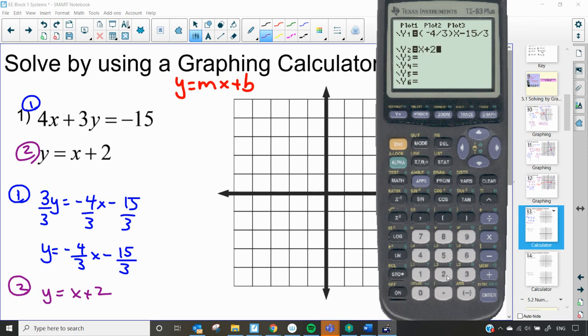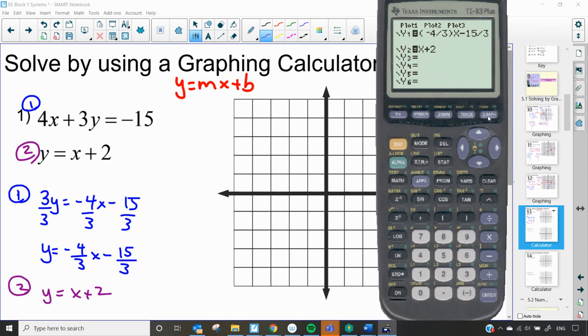If you're having any challenges with the calculator or you haven't had a chance to practice enough, you can always go back and look at the graphing calculator tutorial video that we did earlier in the semester, and it's under the course resources section in Google Classroom.